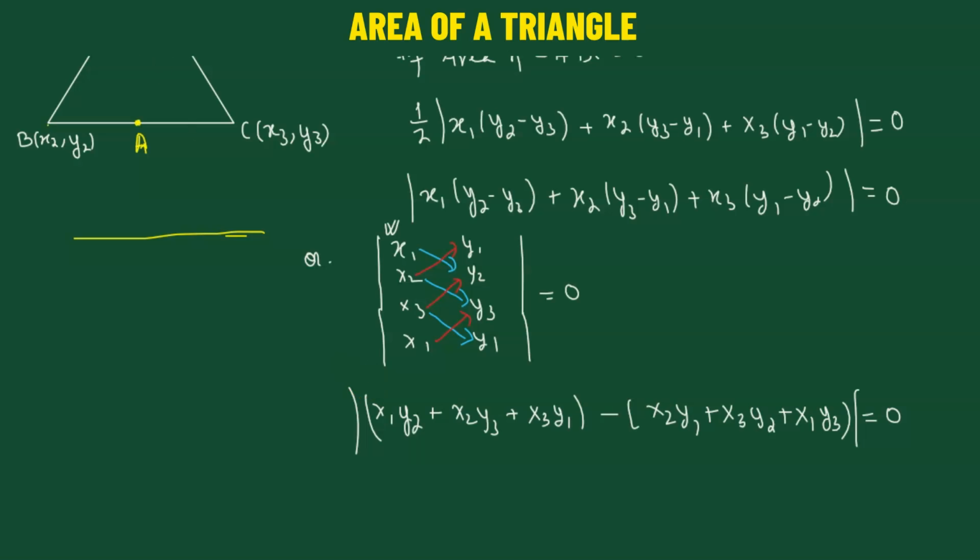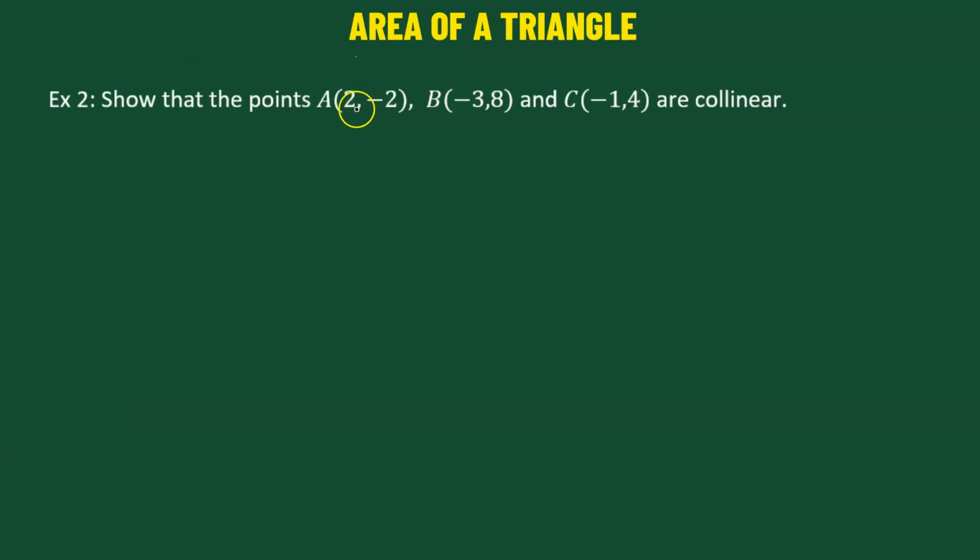Let's try to understand this with the help of an example. So here we're provided with 3 points: A with coordinate (2, -2), B with coordinate (-3, 8), and C with coordinate (-1, 4). We need to show that the points are collinear.